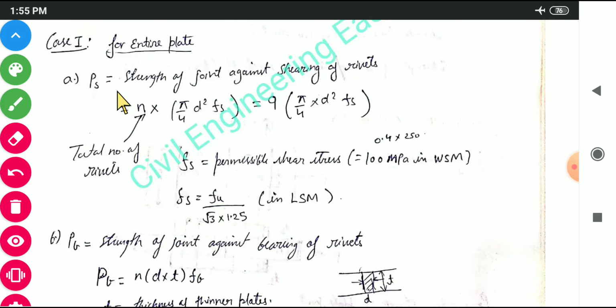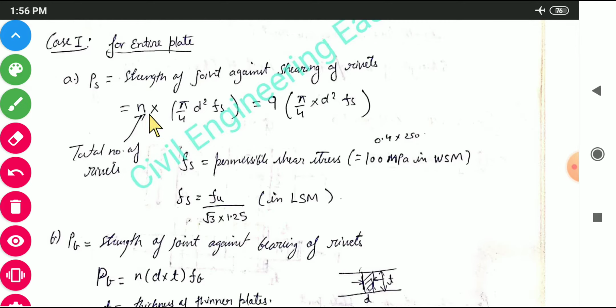So first let us discuss the strength of joint against shearing of rivet, that is PS. You know that PS is basically strength, this is force, and force is nothing but area into stress. So it is simple. You can take area pi by 4 d square into Fs. Fs is nothing but the permissible shear stress, multiplied by the number of rivets.